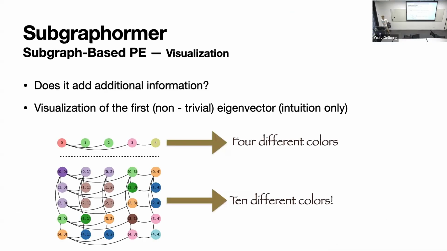To provide a bit of intuition, what does this positional encoding for the product graph give us? I'm showing here a visualization of the first non-trivial eigenvector over the original graph. This is going to be the top part. And I do the same for the product graph, which is the bottom part. We see on the top 4 different colors, and at the bottom, we see 10 different colors. So at least intuitively, we do gain some sort of information by using positional encodings.